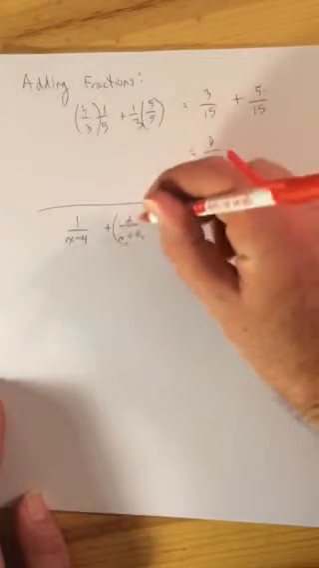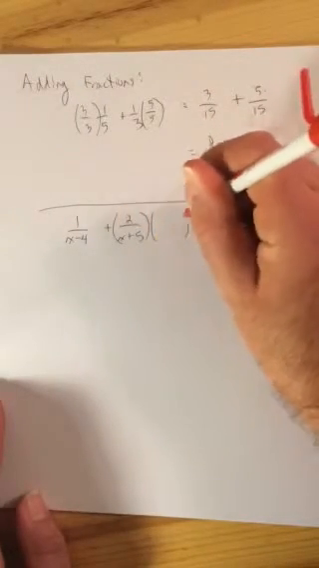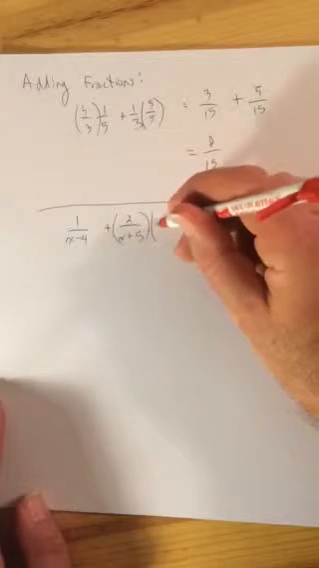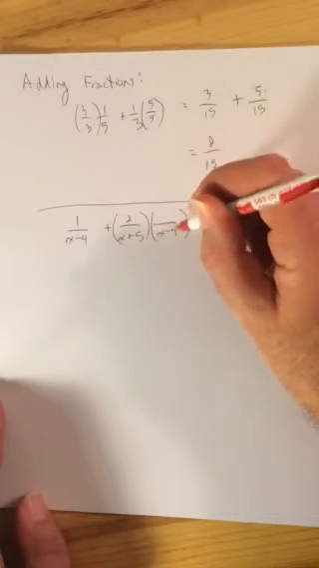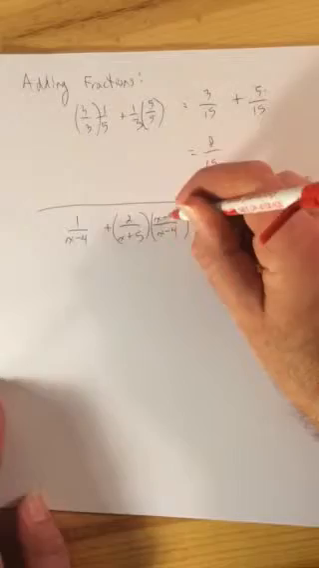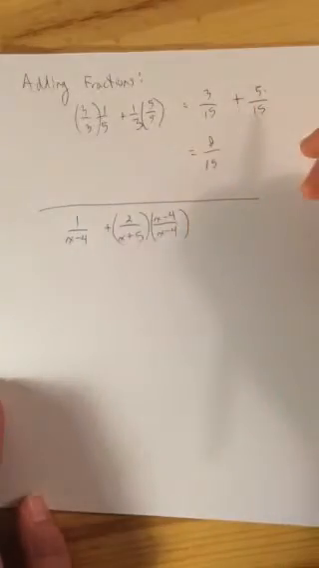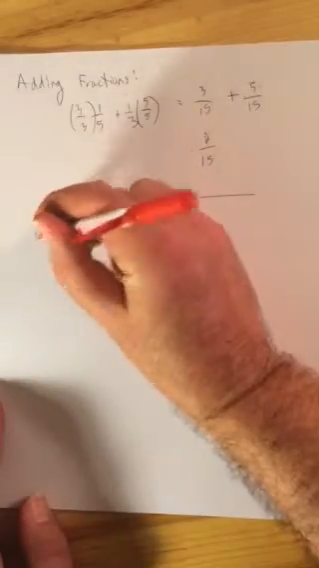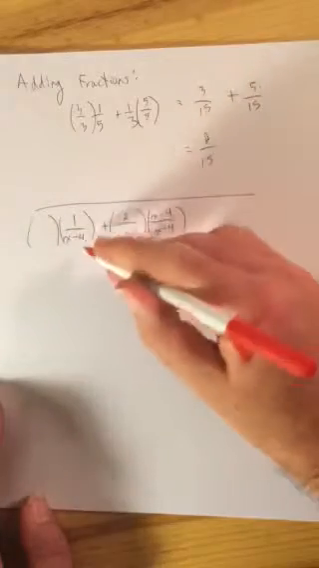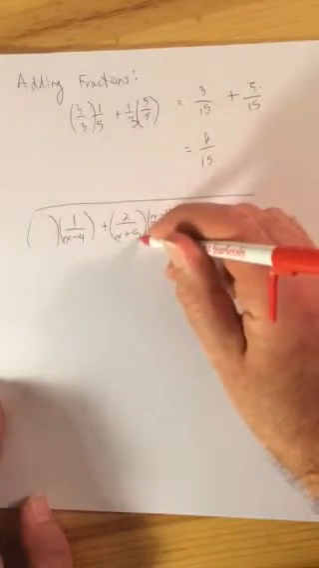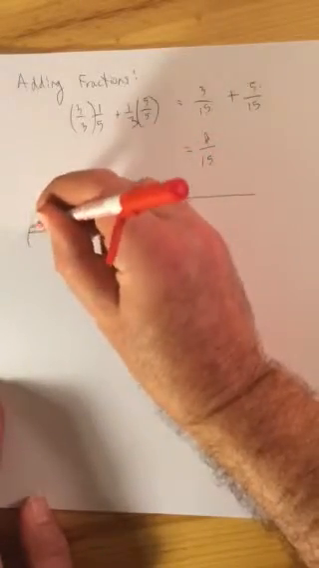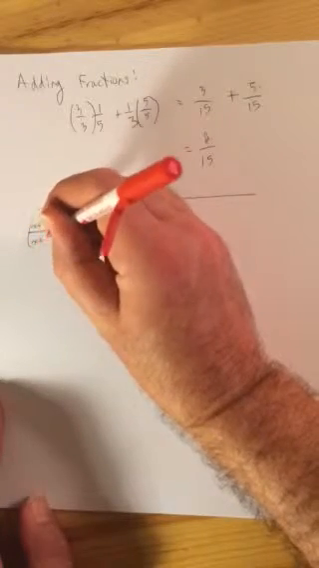So let's add in the pieces that we're missing. This one has an x plus 5, but it doesn't have an x minus 4. Whatever I do on the bottom, I have to do on the top. That way I haven't changed anything. Now over here I should be able to do the same thing. I have an x minus 4, I don't have an x plus 5. So let's multiply by x plus 5 over x plus 5.